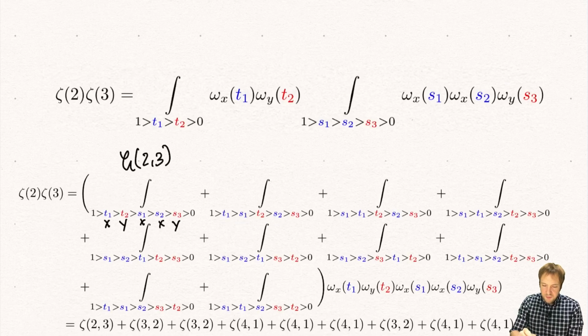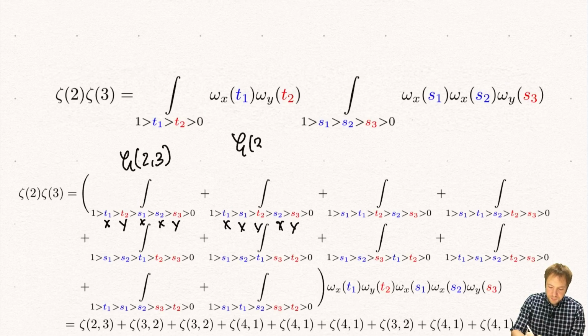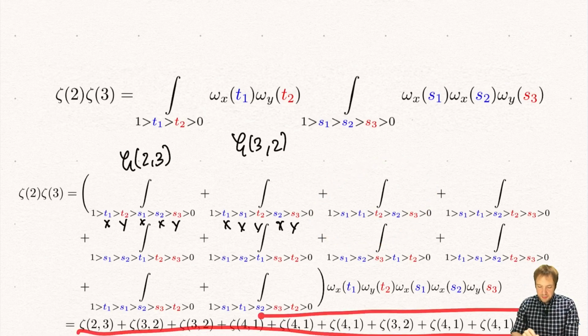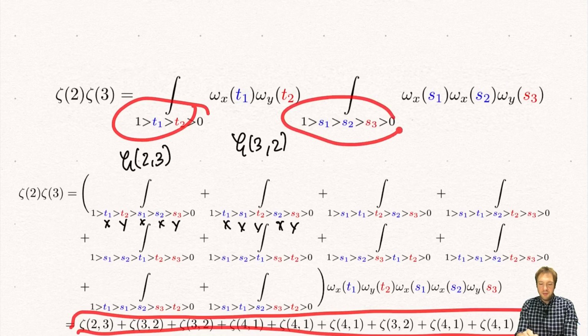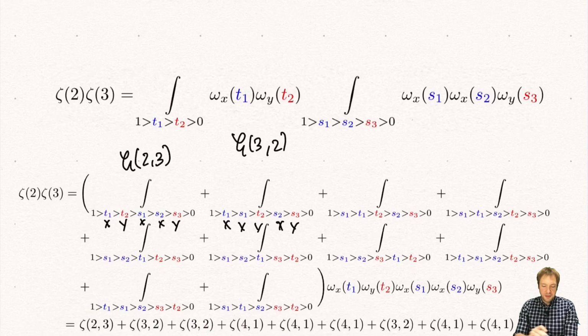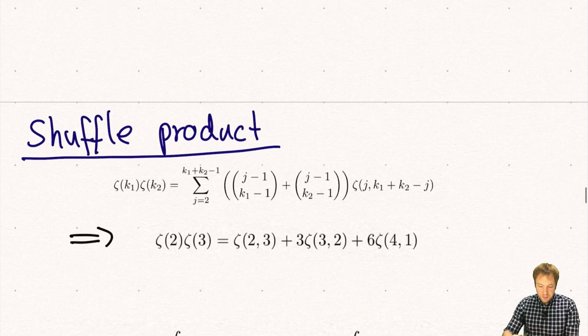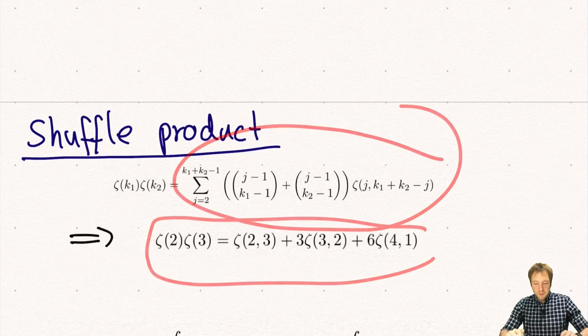And another way of shuffling is that this T2 could be smaller than S1, so we just change these two. And this corresponds to x, x, y, x, y. So this is zeta 3, zeta 2, and so on. So this is also zeta 3, zeta 2. So in the end you get these 10 ways of shuffling these two things together, and which all corresponds to some double zeta value, and in the end you get exactly this linear combination of double zeta values, which also follows from this thing here.